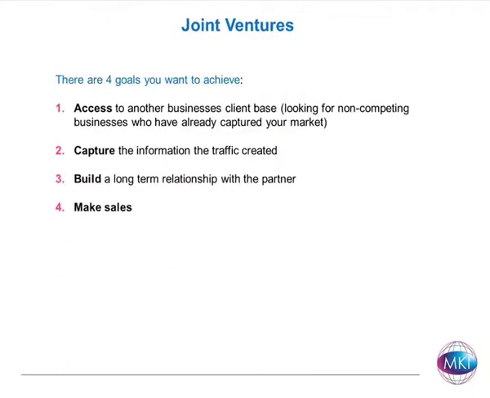So with joint ventures, there are 4 essential goals you want to achieve. The first is obviously access to another business's client base. You're looking for non-competing businesses who have already captured your market. A joint venture is basically 2 businesses coming together for mutual benefit. So they could serve the same market as you, or have a product that complements what you do.